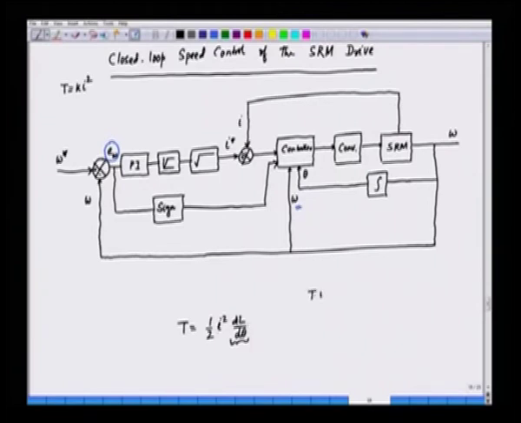So T is positive if I exists during dL by d theta positive. T is negative if I exists during dL by d theta that is negative.